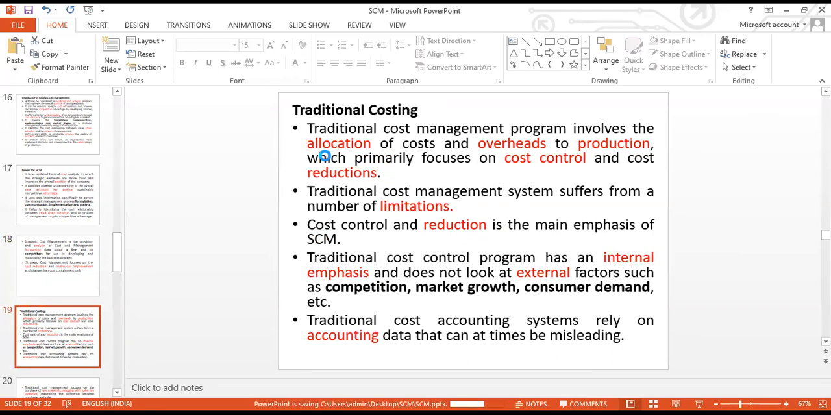Now, this was something about strategic cost management. What was the earlier system? What was the traditional cost accounting? What is the traditional costing? Just read this slide. Just go through the traditional costing. Strategic cost techniques आने के पहले मेरा traditional costing कैसा था? That is there. Just go through this slide.